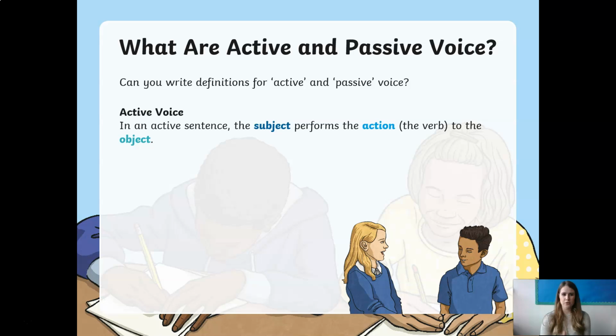So active voice is an active sentence. So this is when the subject, so the person or the noun in there, performs the action, so does a verb, okay? So that's when the subject performs the action to the object, okay?